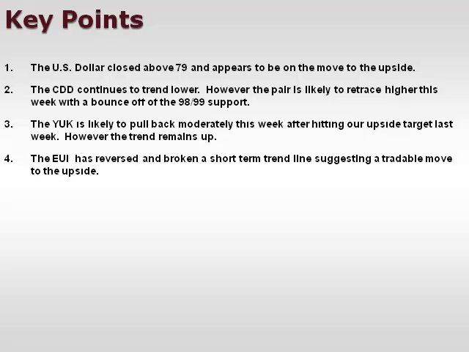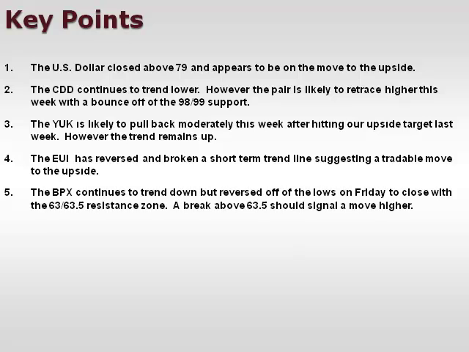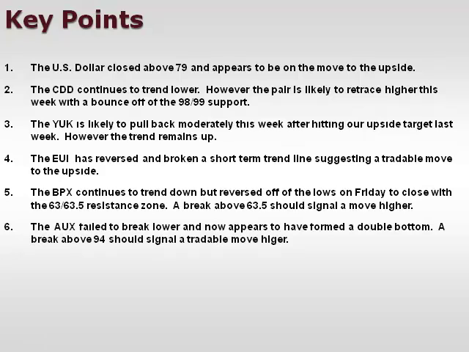The EUI has reversed and broken a short-term trend line, suggesting a tradable move to the upside. The BPX continues to trend down, but reversed off of the lows on Friday to close within the 63.5 resistance zone. A break above 63.5 should signal a move higher. The AUX failed to break lower and now appears to have formed a double bottom. A break above 94 should signal a tradable move higher.